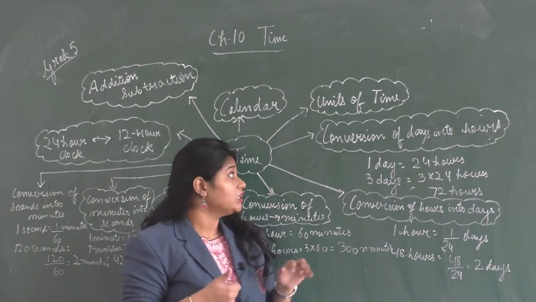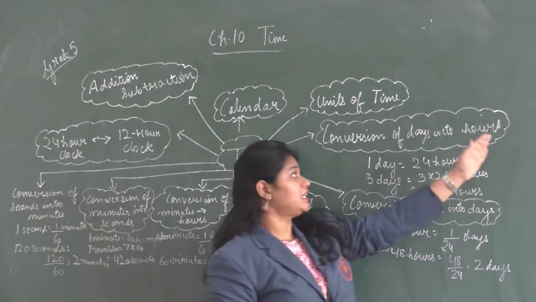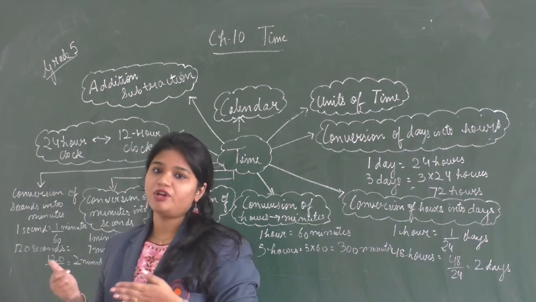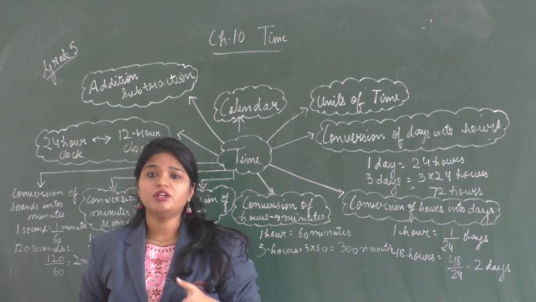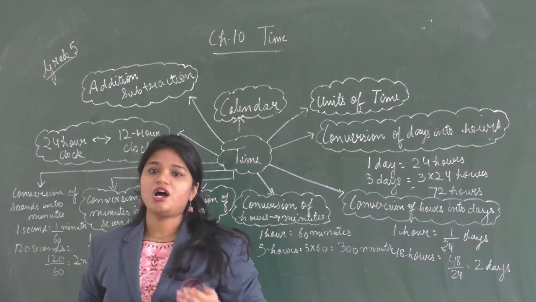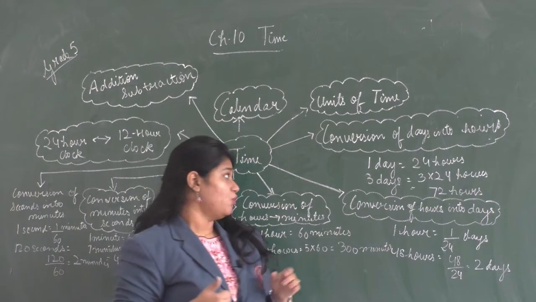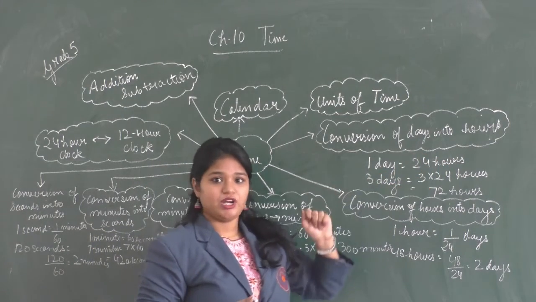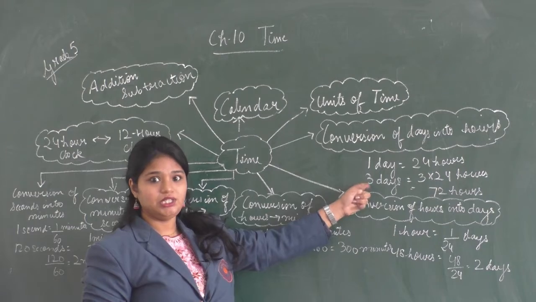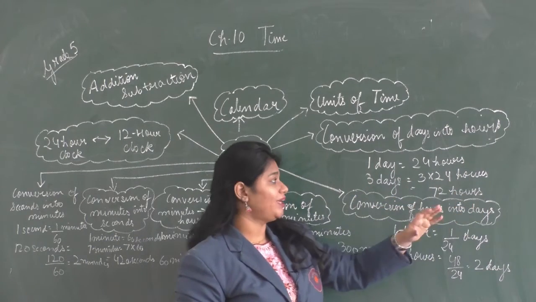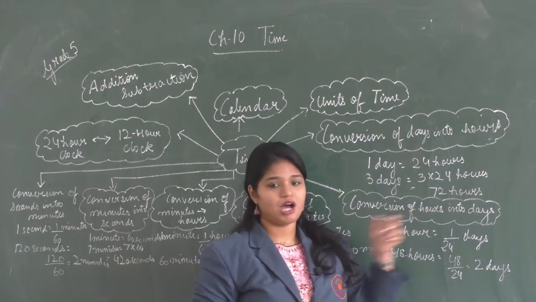We started by learning the conversion of days into hours. We know that one day is equal to 24 hours. So whenever you have to convert number of days into hours, you always multiply the number of days with 24. So 1 day equals 24 hours. So if I need to convert 3 days into hours, I will multiply 3 with 24. We get the answer 72 hours.